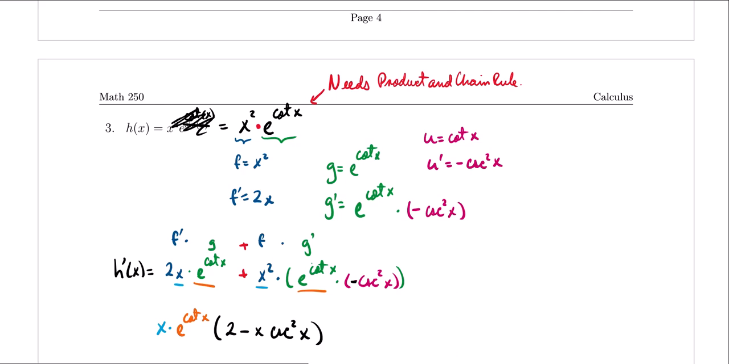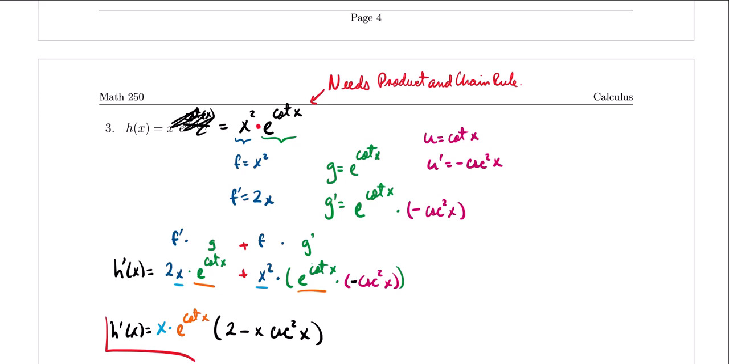This one here should be our final answer for the derivative of h. And we're done. Excellent. Now again, make sure that you get plenty of practice using the product and the quotient rule, because as we got to see in these examples, we also will need to combine them with the chain rule.